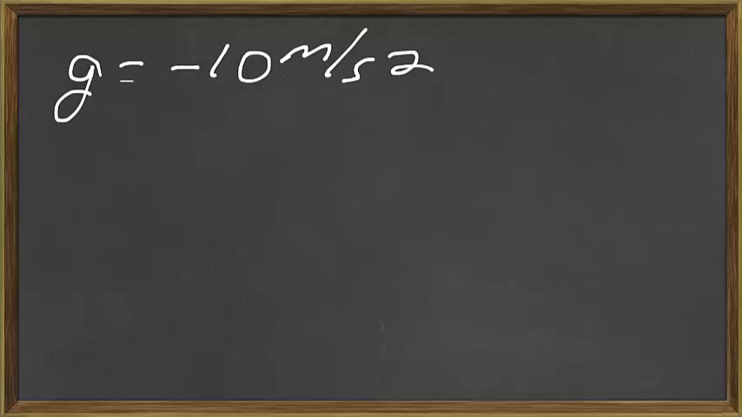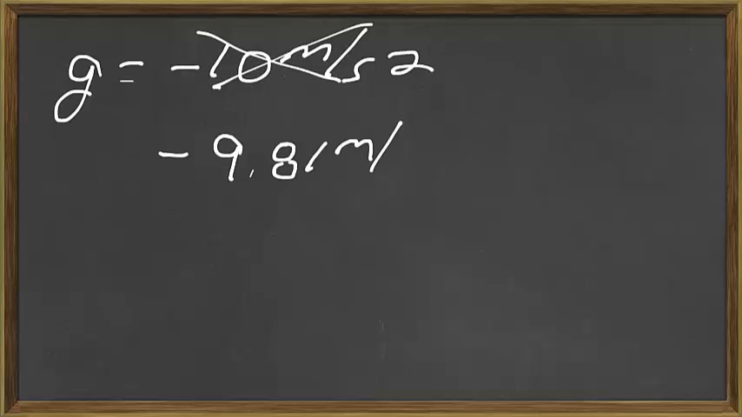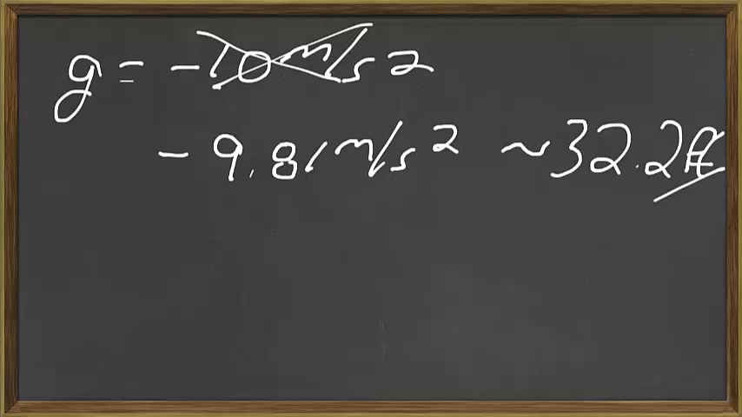In reality, what we're going to use is a rate of 9.81 meters per second squared, which is equivalent to 32.2 feet per second squared. Okay, the 9.81 again is a more accurate value than the 10 meters per second squared.